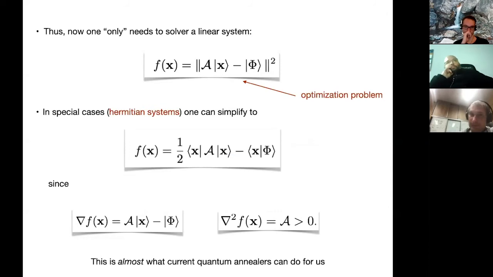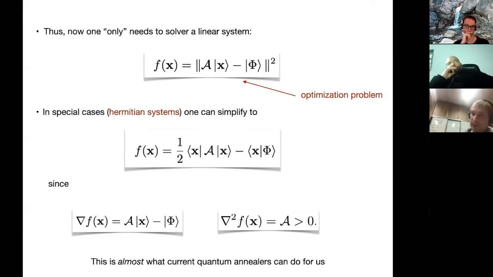But again, if A is positively defined, you don't have to use the norm. You can use the scalar product like this, okay? So to solve this linear problem is to find x such that f at x is zero.